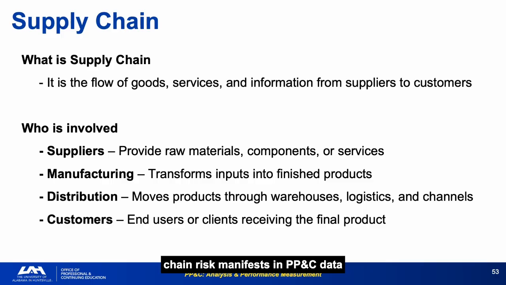Supply chain risk manifests in PP&C data as schedule variance, late deliveries, cost variance, expediting fees, rework, and workforce variance, INT teams waiting for hardware. The PP&C analyst who tracks supplier delivery status against the IMS will see schedule problems 6 to 12 weeks before they appear in the critical path metrics.